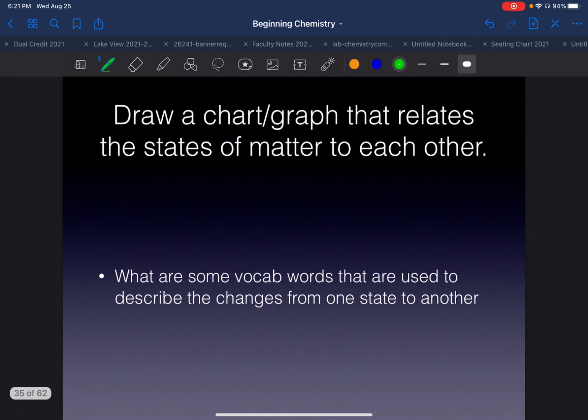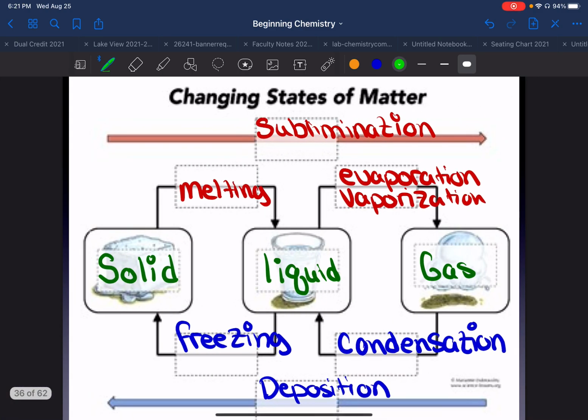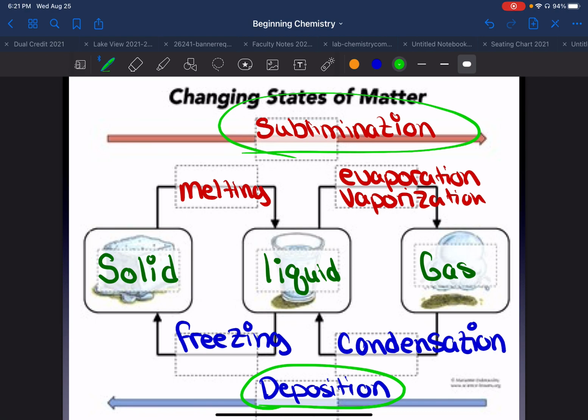The other thing we looked at was this chart, which is also in that packet, and we plugged in all the words. The two that usually give most students trouble are deposition and sublimation. These are two words that are new to you. They mean that my solid is going to skip the liquid phase and become a gas, and then the gas skips a phase and becomes a solid. There is no liquid phase. You see this with dry ice. Dry ice sublimes, it goes from solid to gas. Iodine will also do that.